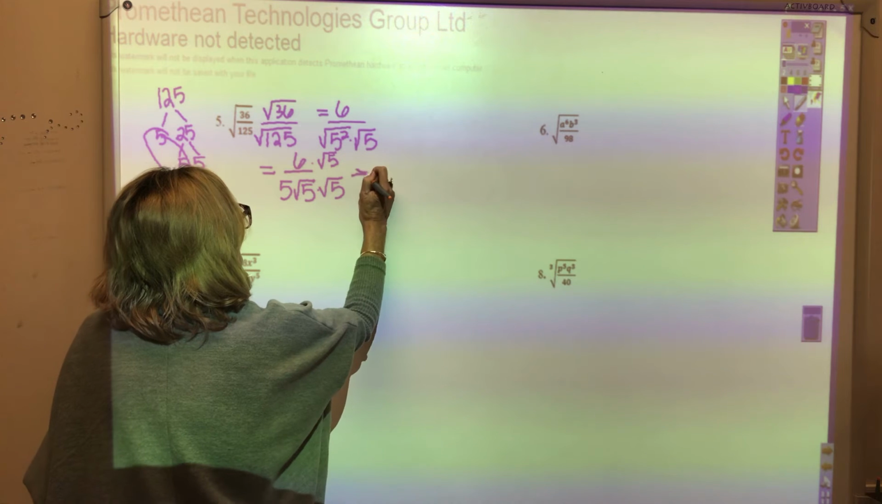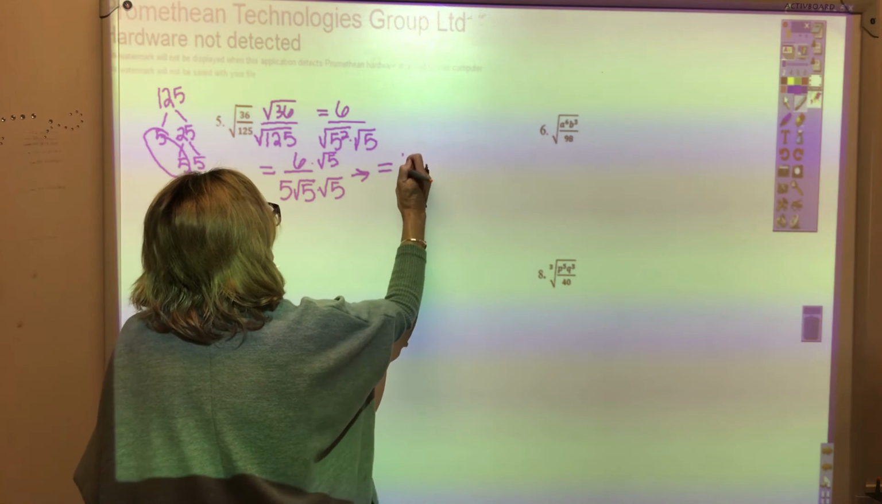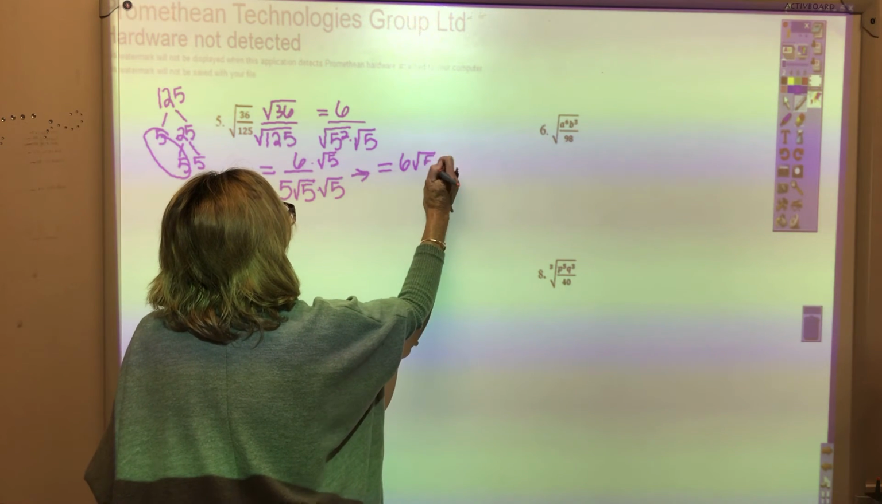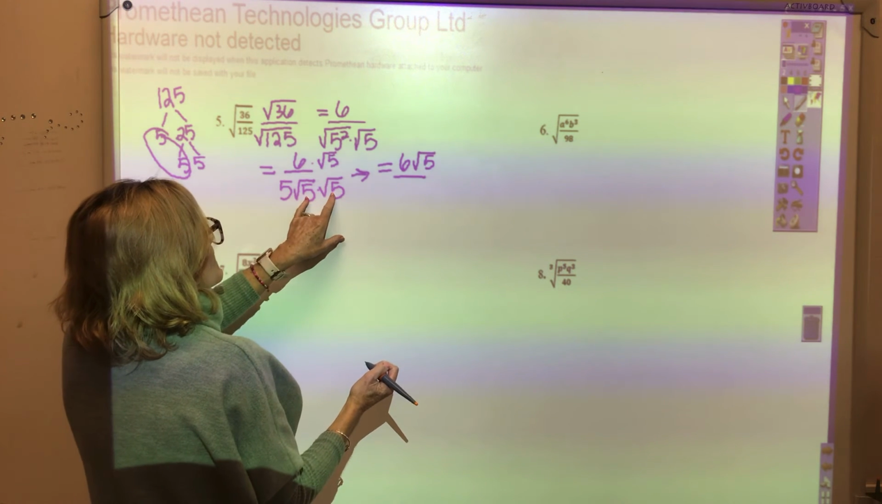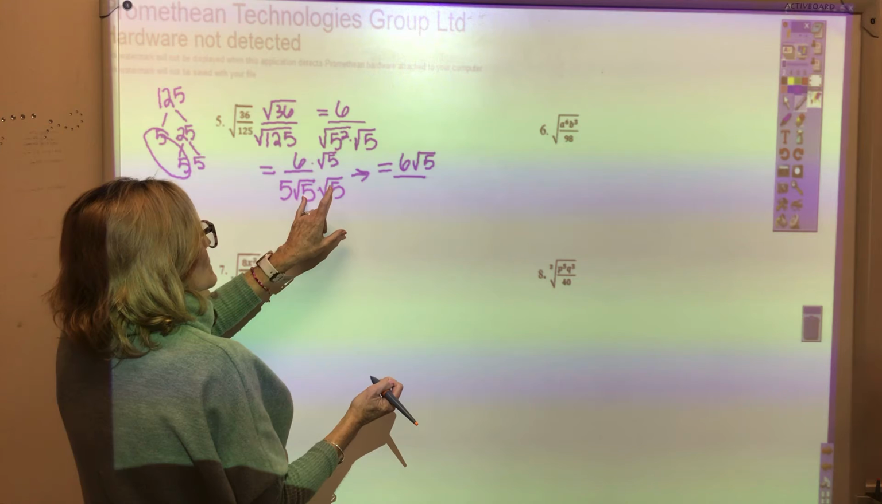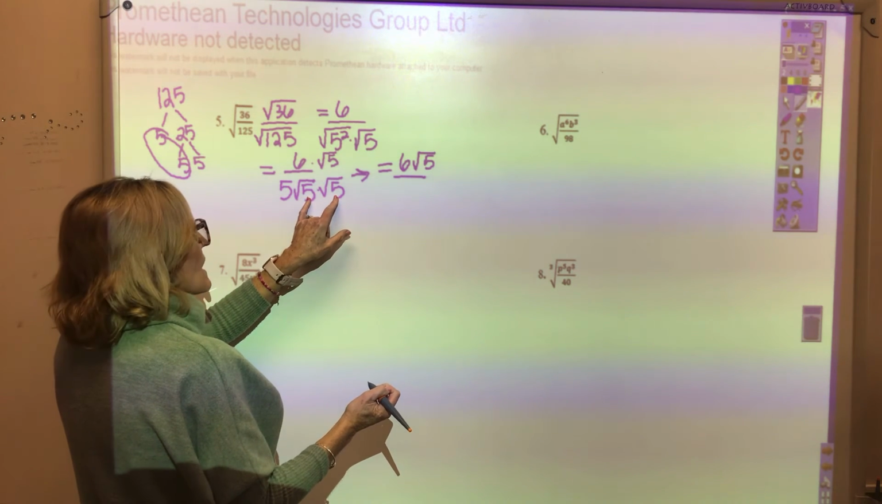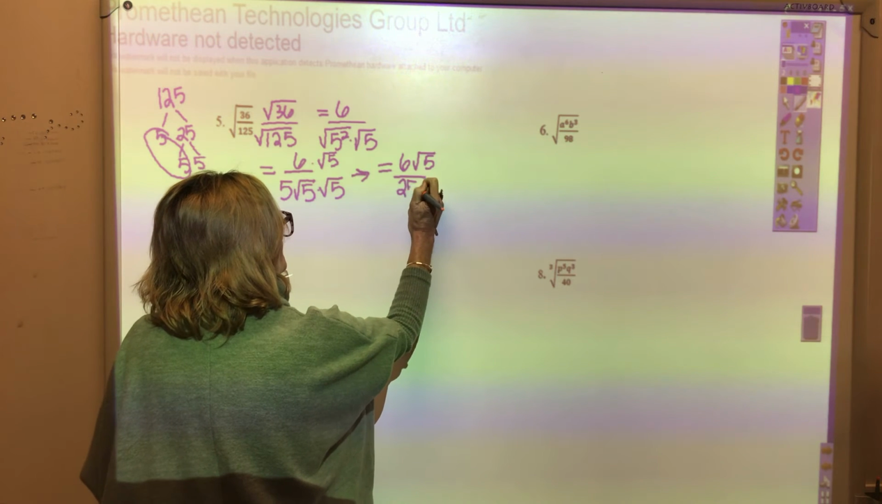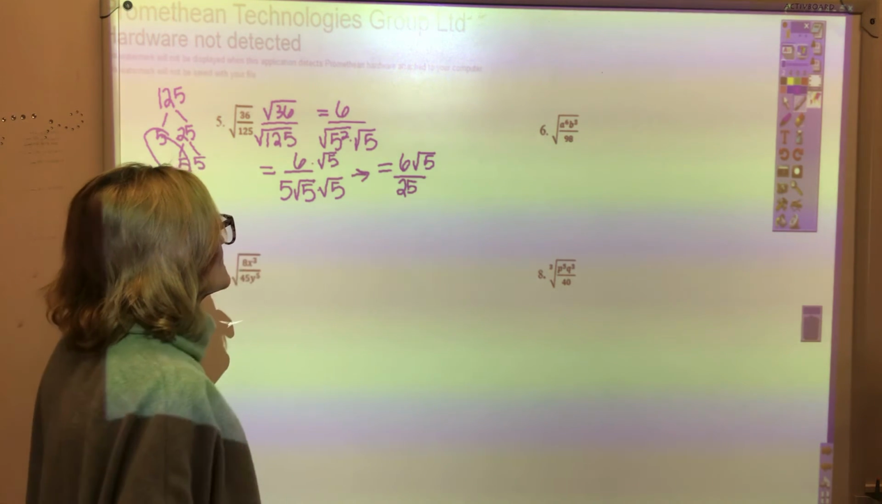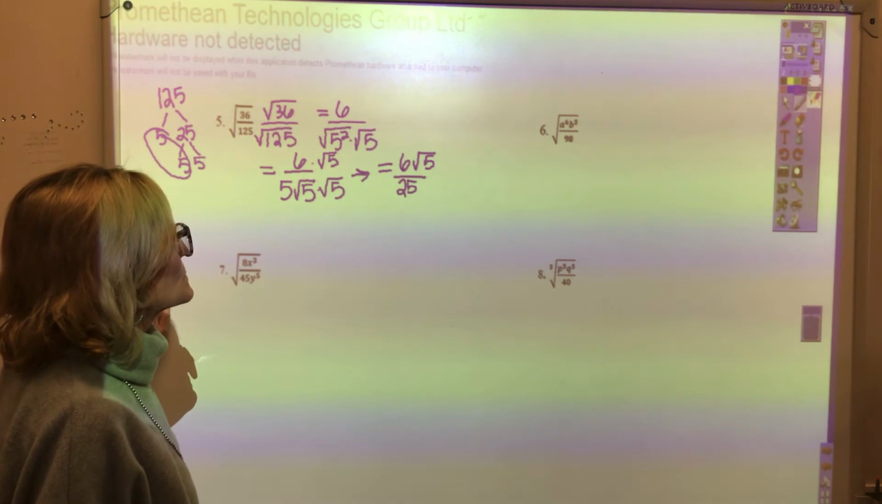So what that's going to leave us with, the numerator is 6 square root of 5, and on the bottom will leave us with 5 times 5, because the square root of 5 times the square root of 5 is 5, and 5 times 5 is 25. So 6 square root of 5 over 25.